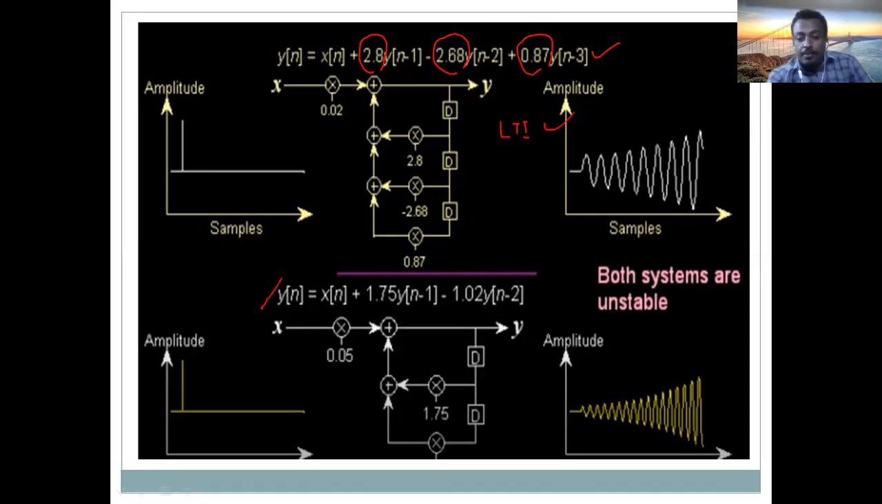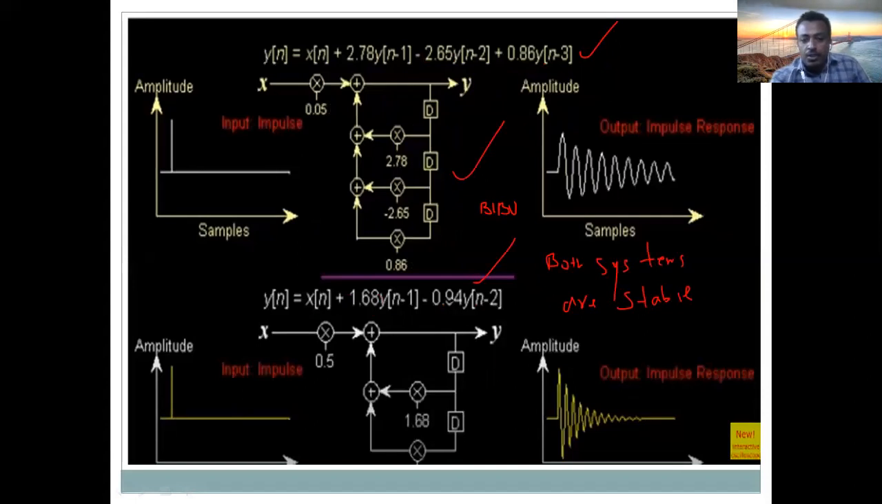How about this system? Look, coefficient of x of n, 1, constant. This coefficient, 1.75, constant, right? This coefficient, negative 1.02, constant. If you have constant coefficients, the system is LTI, linear time invariant system. Previously also, all the coefficients are constant, so the systems are LTI systems.